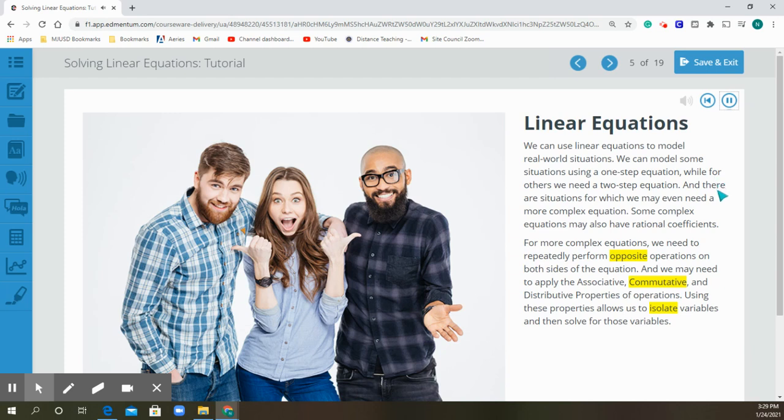And there are situations for which we may even need a more complex equation. Some complex equations may also have rational coefficients. For more complex equations, we need to repeatedly perform opposite operations on both sides of the equation, and we may need to apply the associative, commutative, and distributive properties of operations. Using these properties allows us to isolate variables and then solve for those variables.